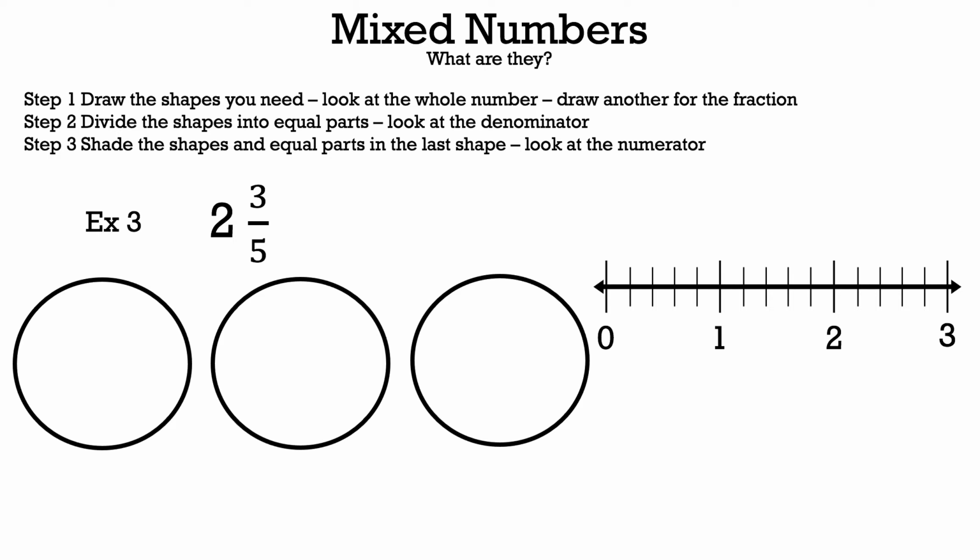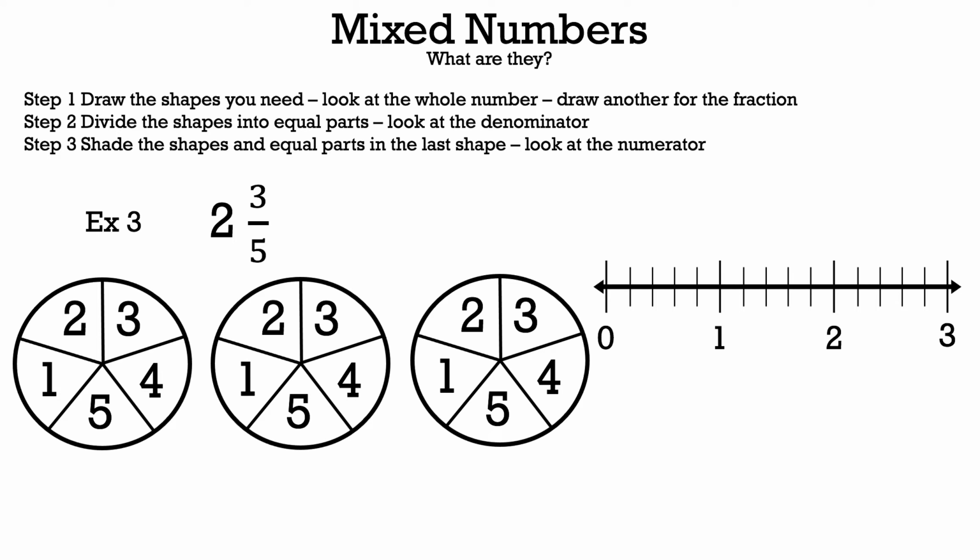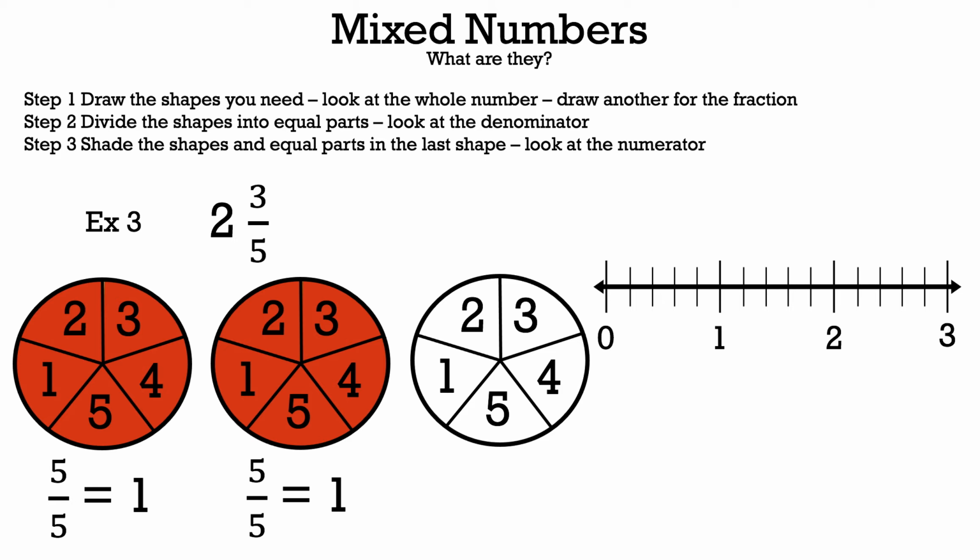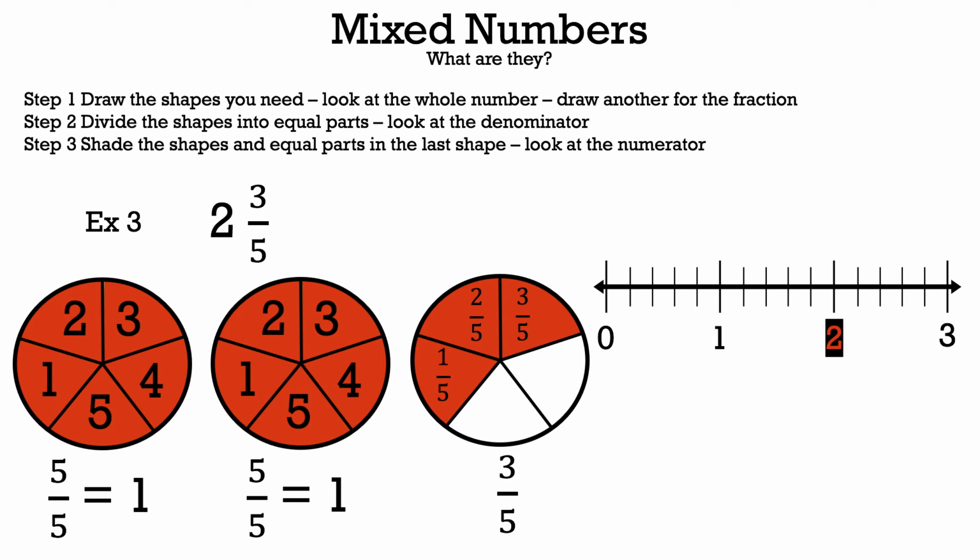So we're going to once again draw 3 shapes. This time we're drawing 3 circles. And now we're going to separate it into 5 sections. Why 5? Because of the denominator of 5. Now we're going to shade the 2 whole circles because of the whole number 2. And now we're going to shade 3 parts of the last circle because of the numerator 3. And now we're going to write down the fractions so we can more easily put it on a number line. So now we're going to start at 2 and count by fifths. So 1/5, 2/5, and 3/5. So that is where the mixed number 2 and 3/5 lies on a number line.